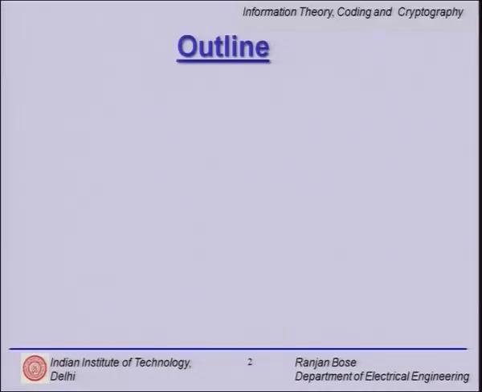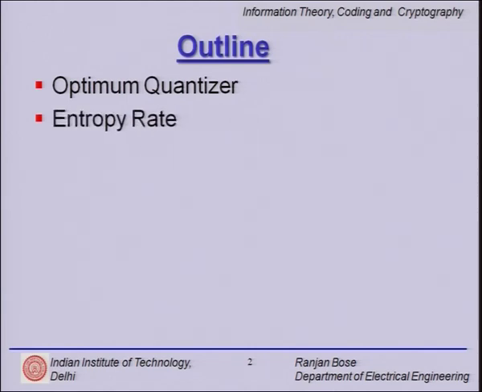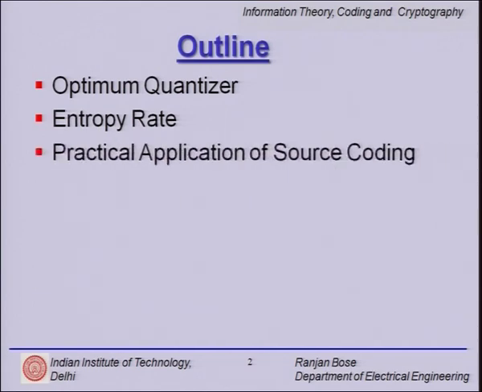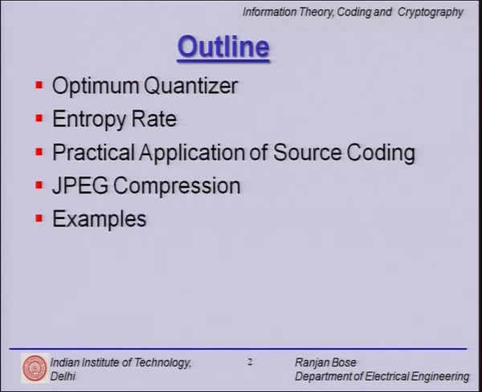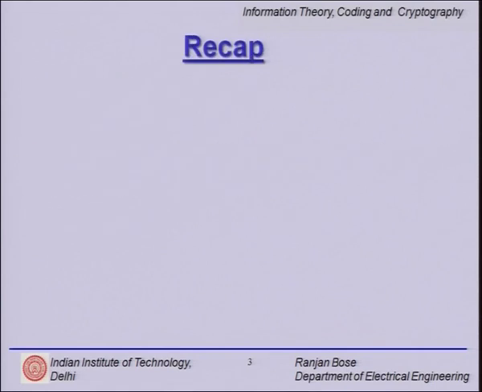Let us start with a brief outline of today's talk. We will discuss the practical applications of source coding and we will start with an optimal quantizer. We will discuss entropy rate and then finally some practical applications of source coding leading to JPEG compression, and of course we will look at some examples. So, that is the roadmap for today.